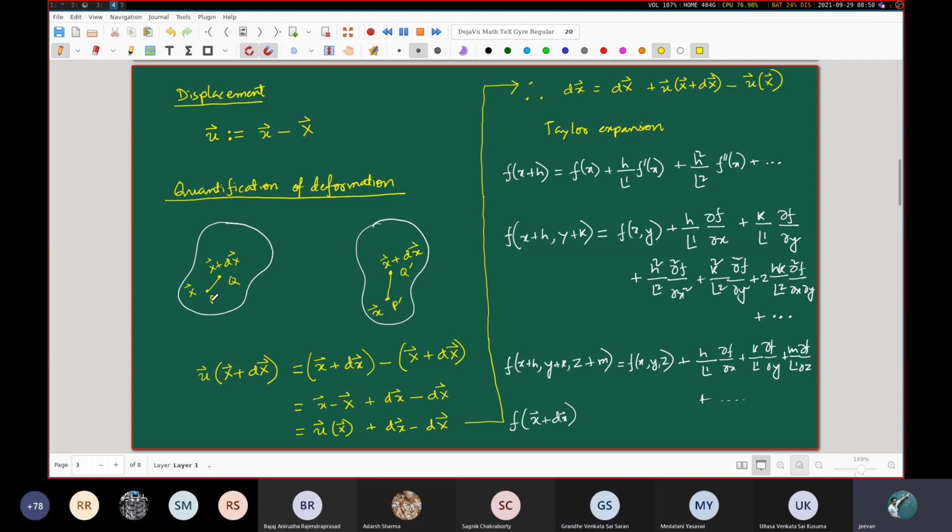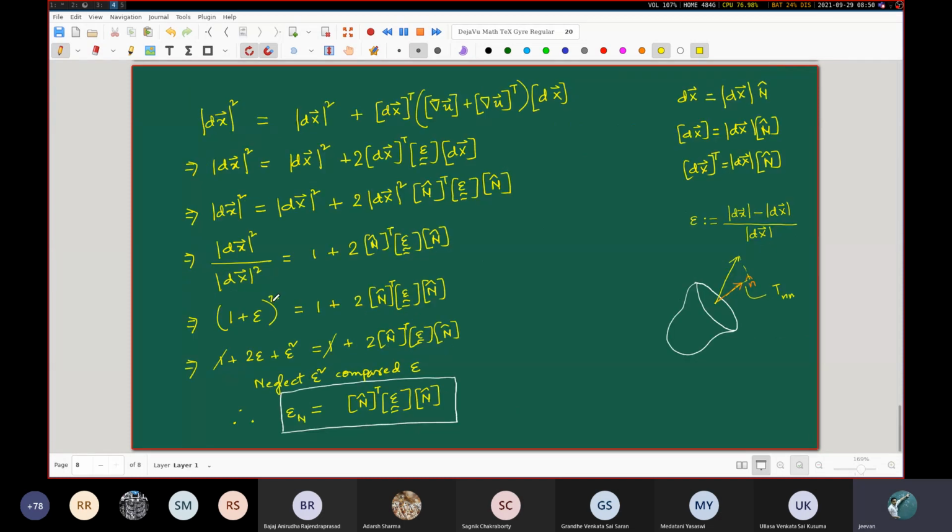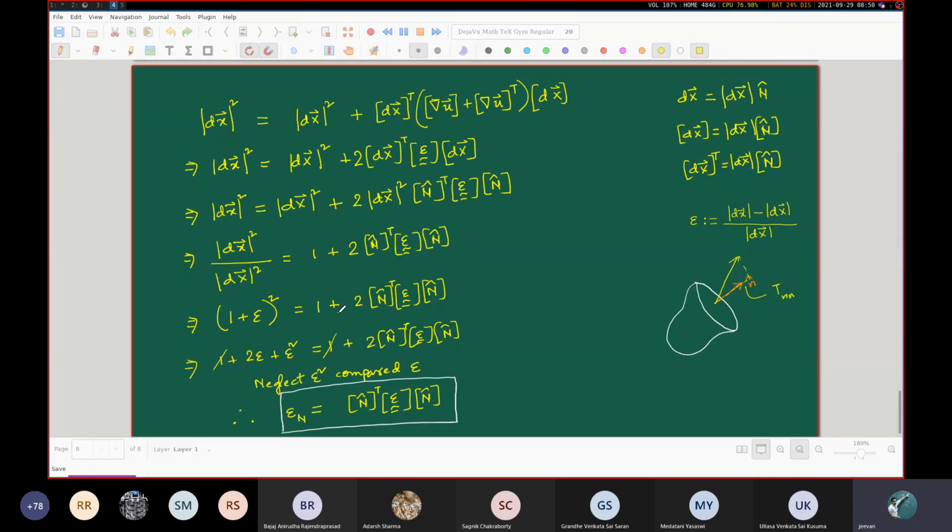So for shear, let me just remind you that what we do is we consider two perpendicular lines like this. If you want, you can complete the square. This is the undeformed configuration, and the shear is defined to be such that this square deforms in this kind of way.